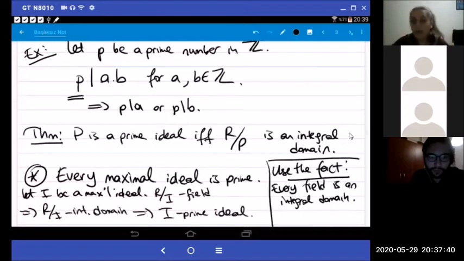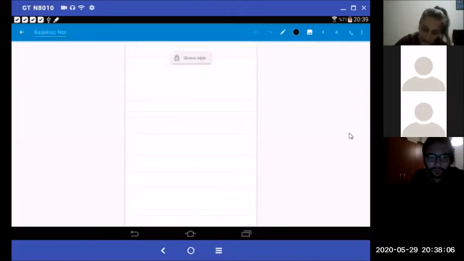Okay, just one line proof. Just set the logical consequences, set the logical sequence, and reach the conclusion. Okay? So we know that every maximal ideal is prime. Okay? What about the other side? The other side is not always correct. For this one, let me give you an example.